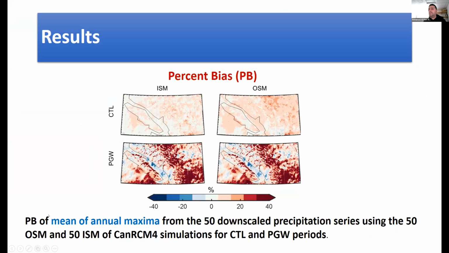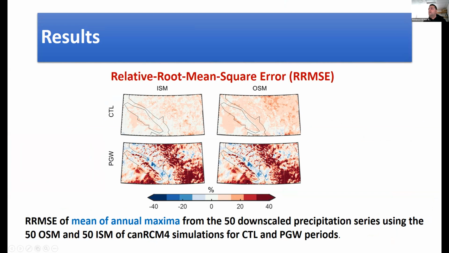So I show here some results for the percent bias of the mean of annual maxima from the 50 downscaled precipitation series using the 50 out of sample members and the 50 in sample members of the CAN-RCM4 simulation for the control period and the pseudo-global warming period. You can see that biases are substantially higher over the pseudo-global warming period compared to the control period. The relative root mean square error is also higher over the pseudo-global warming period compared to the control period.